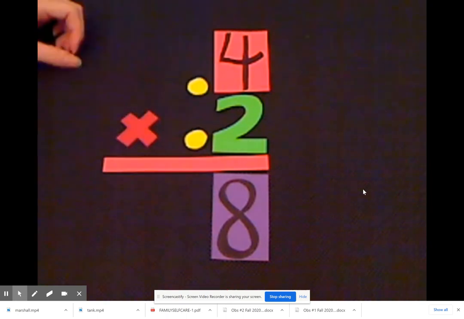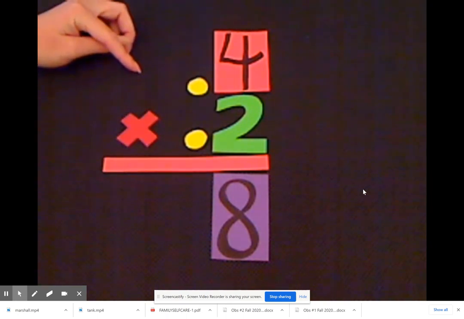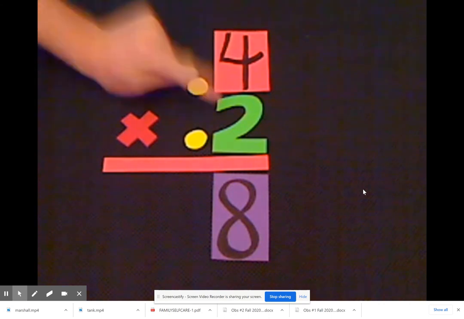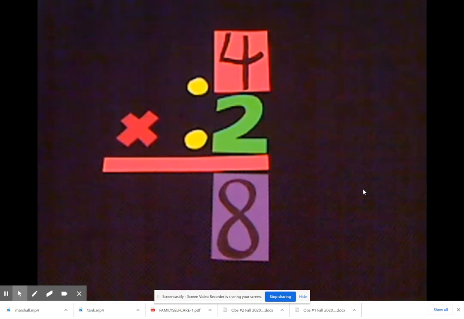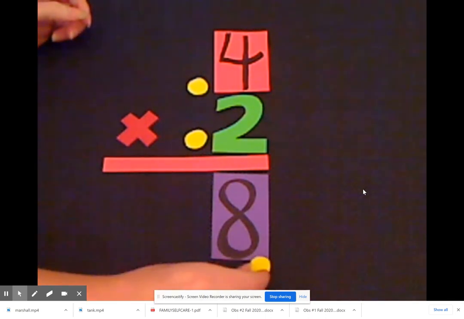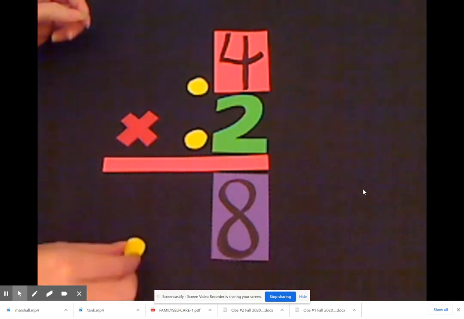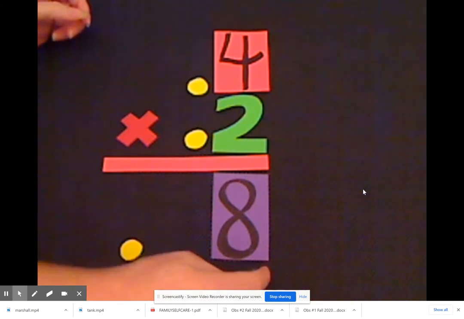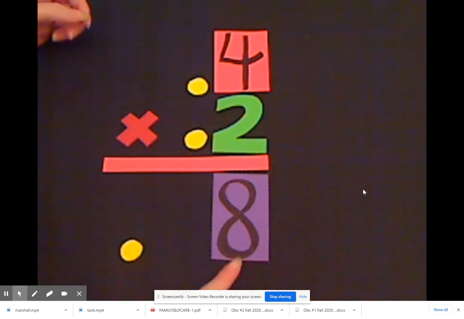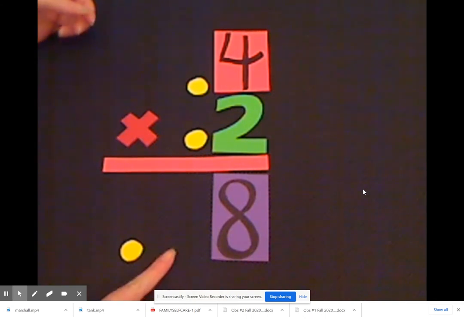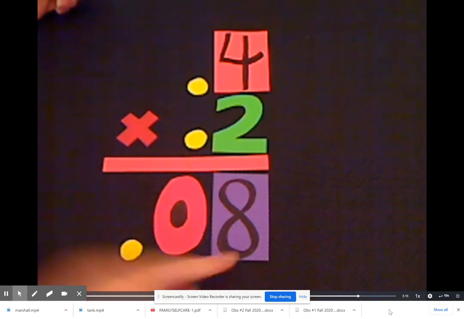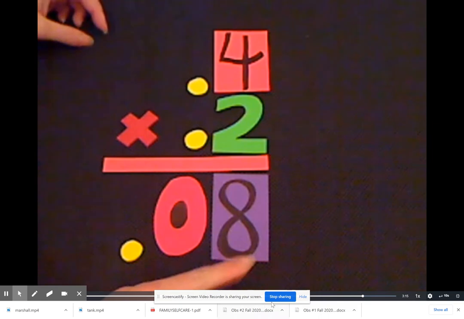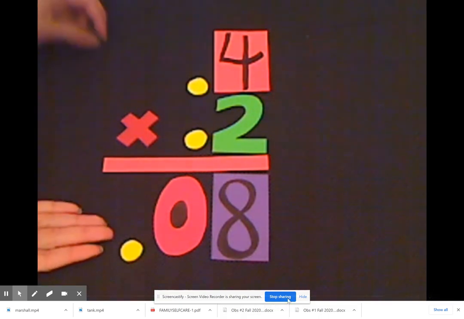Re-examine the original multiplication. Count the digits to the right of the decimal point in the two numbers we're multiplying. 1, 2. That means we need 2 digits to the right of the decimal point in our product. So if we start over here, we're going to need 1, 2 places beyond the decimal point. This is going to be our digit in the hundredths place. We don't have a value for our tenths place, so that means the value is 0 in that place. So we have 0 tenths, we have 8 hundredths, and that is going to be our answer.